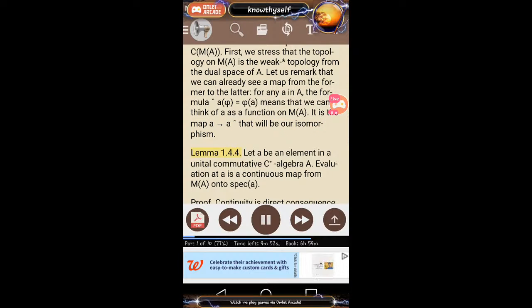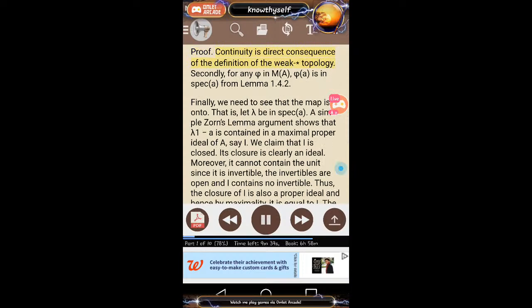Lemma 1.4.4. Let a be an element in a unital commutative C*-algebra. Evaluation at a is a continuous map from M(A) onto Spec(a). Proof. Continuity is a direct consequence of the definition of the weak-star topology. Secondly, for any φ in M(A), φ(a) is in Spec(a) from Lemma 1.4.2. Finally, we need to see that the map is onto.